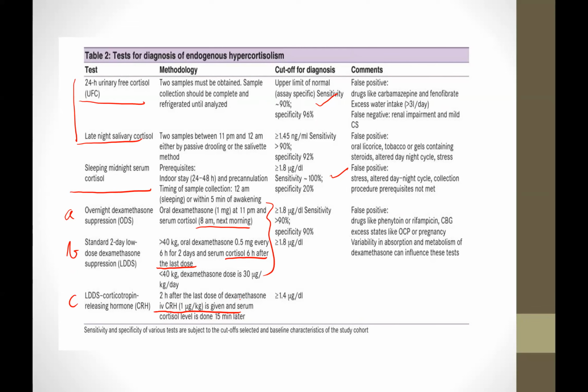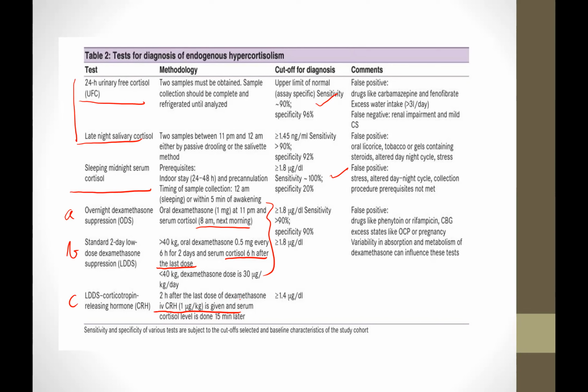There are 2 levels of tests. First level test, 24-hour urinary free cortisol. Second level test, late night salivary cortisol with a saliva sample method or the drooling method, or sleeping midnight serum cortisol with a pre-inserted catheter exactly at 12 a.m. These tests are very sensitive and very specific, except the sleeping midnight cortisol. If any one of these 3 tests is positive, then you need to do another test, which is not the same test which we have done, which should be from the list below.